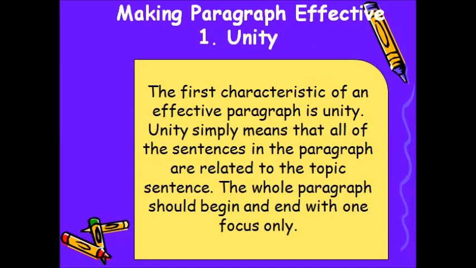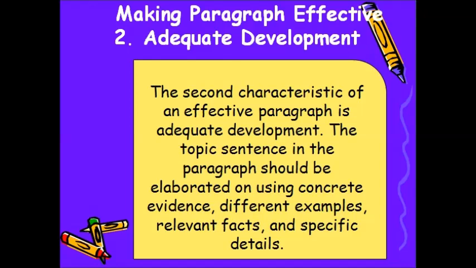There are three characteristics for writing an effective paragraph. The first characteristic of an effective paragraph is unity. Unity simply means that all of the sentences in the paragraph are related to the topic sentence. The whole paragraph should begin and end with one focus only. The second characteristic is adequate development. The topic sentence in the paragraph should be elaborated on using concrete evidence, different examples, relevant facts, and specific details.